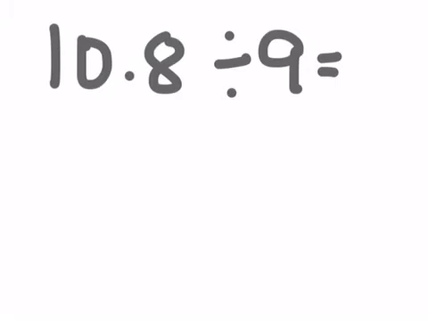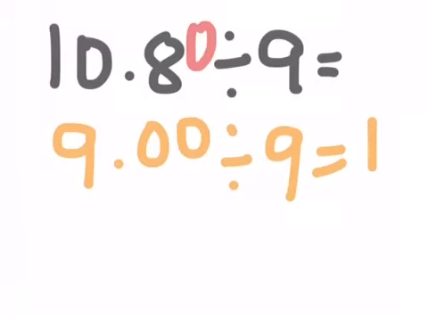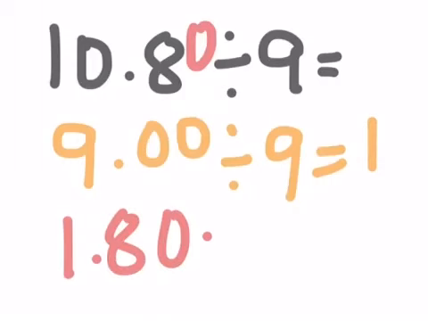Here, it gets a little bit more complicated, but let's have a look. We know that we can always add a 0 after our decimal, and it doesn't change the value. So let's think of this as money. We have $10.80, and we need to share it with our 9 friends. Well, if we pull out $9 from that $10.80 and divide it between our 9 friends, each friend gets $1. But then what do we have left over? We still have $1.80, and we need to share it with our 9 friends.